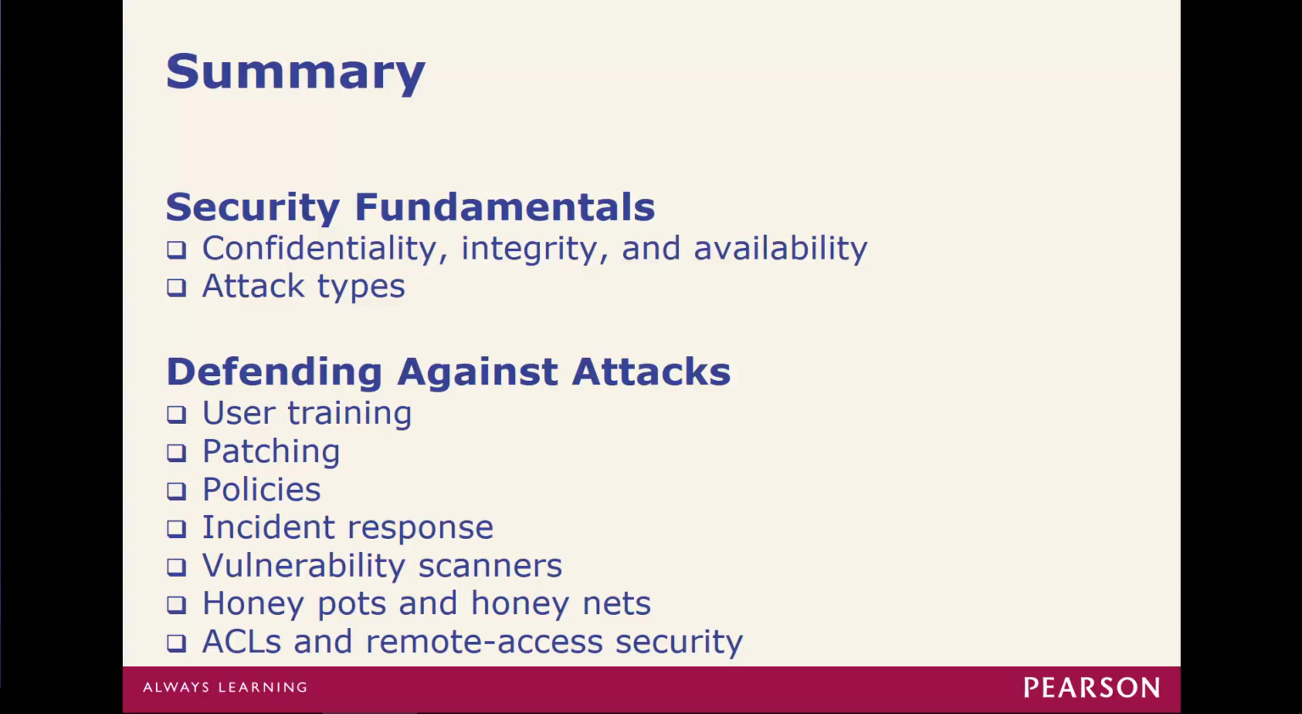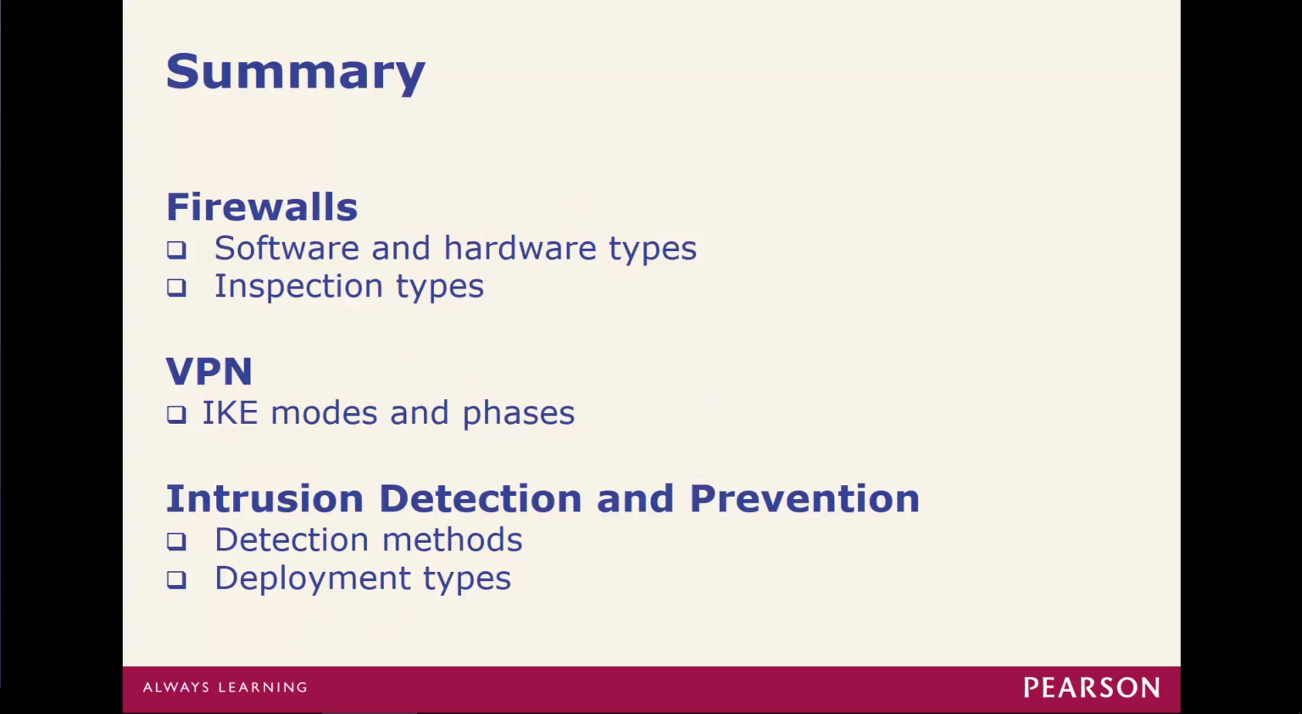That's actually it for this chapter. We covered a lot of security information: confidentiality, integrity, availability, the different types of attacks, as well as firewalls, VPNs, IPSs, and IDSs. If you have any questions, please let me know.